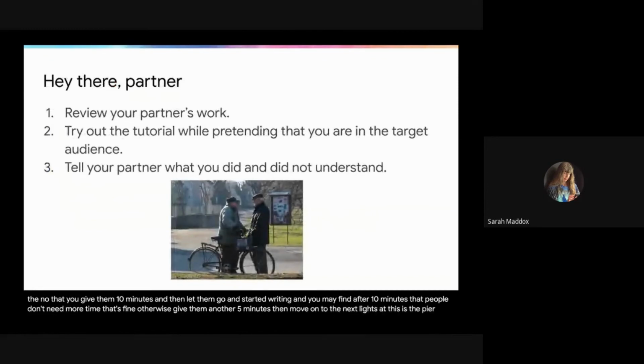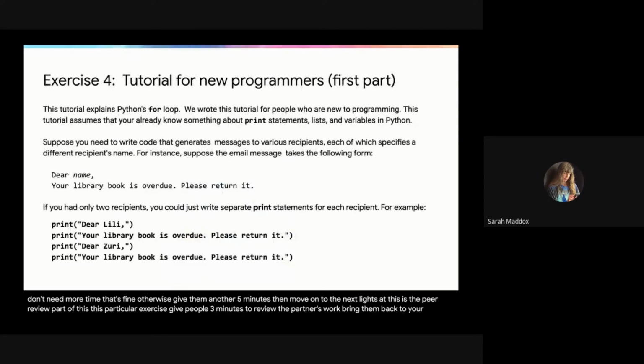So this is the peer review part of this particular exercise. Give people 3 minutes to review their partner's work. Then bring them back to your video conference session and let them know you're going to show them some example solutions. In this case, the first example is a tutorial for new programmers, and let them know that later on you're going to show them a tutorial for Python, for people who already know a language, and the language they already know in this case is C or C++. Also, we have chosen Python as the programming language that we're going to illustrate.